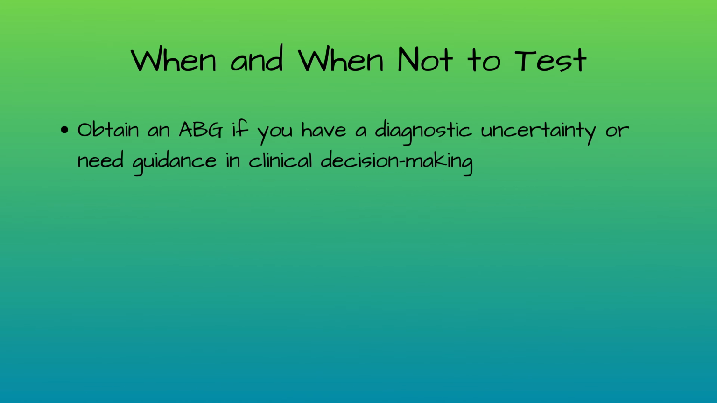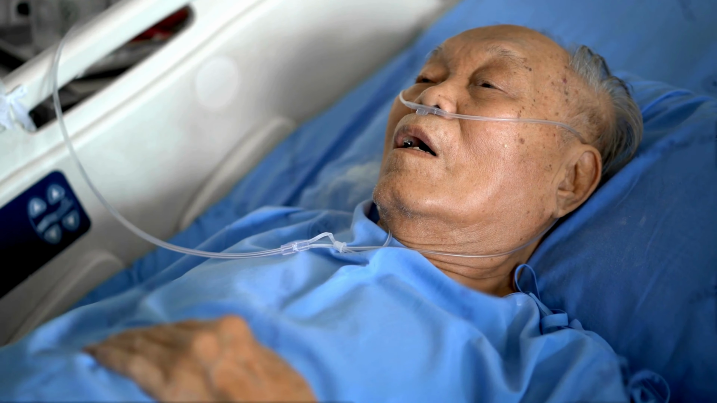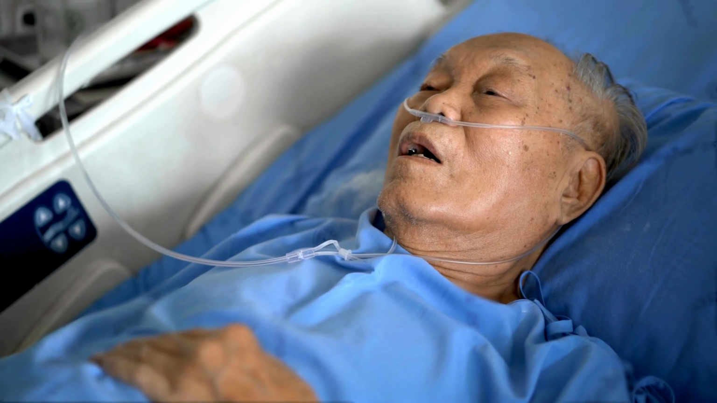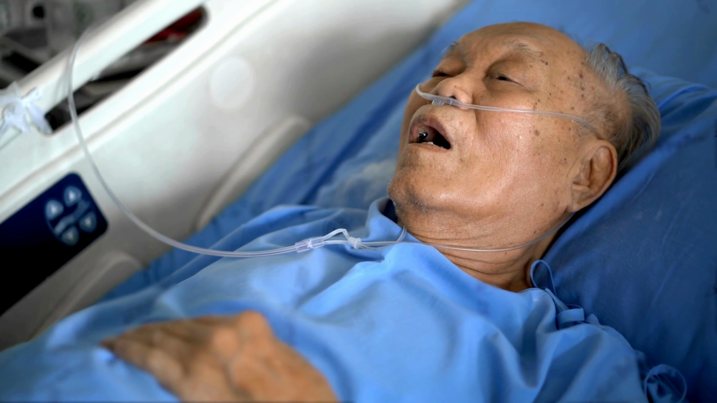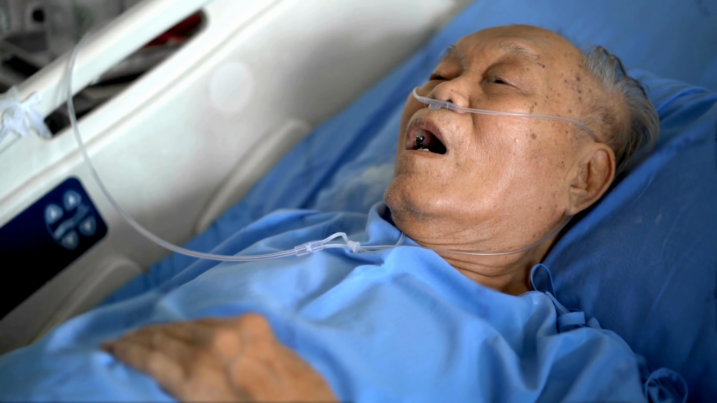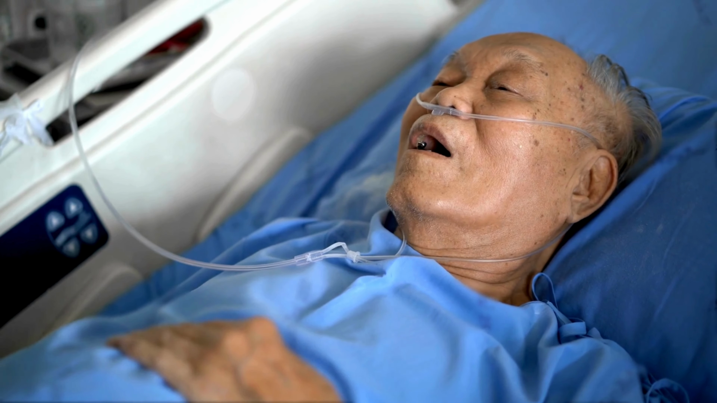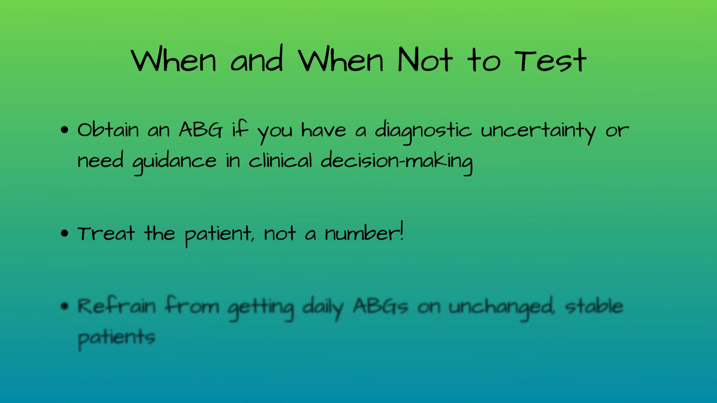If you have a diagnostic uncertainty and need guidance with clinical decision making, absolutely get an ABG. But if you have a patient who's breathing 40 breaths per minute, using accessory muscles, and is satting only 82% on the monitor, you don't need an ABG, you need an ET tube. The ABG is not going to provide any additional value in this situation. I would also argue you don't need daily ABGs for a patient who is stable for days on the same ventilator settings. Just save the ABG for when you conduct the spontaneous breathing trial.